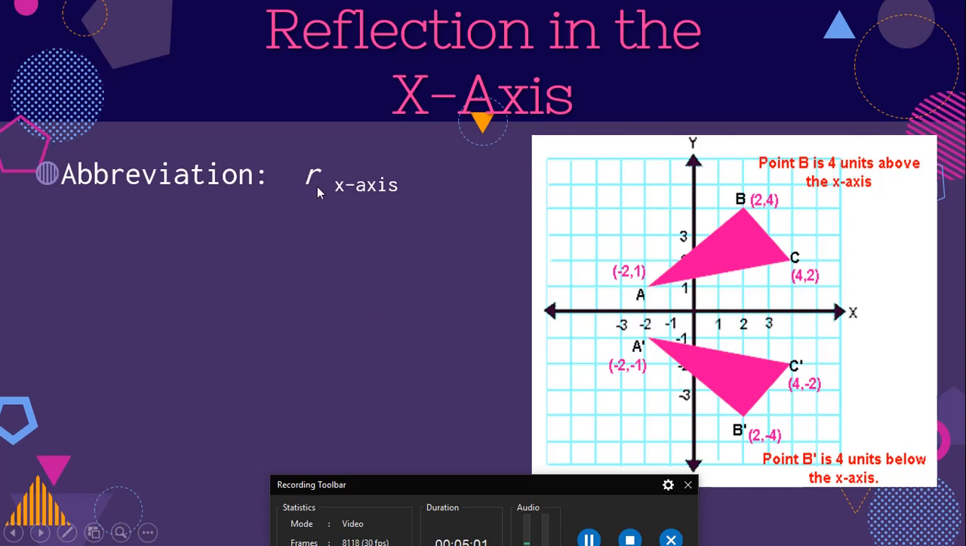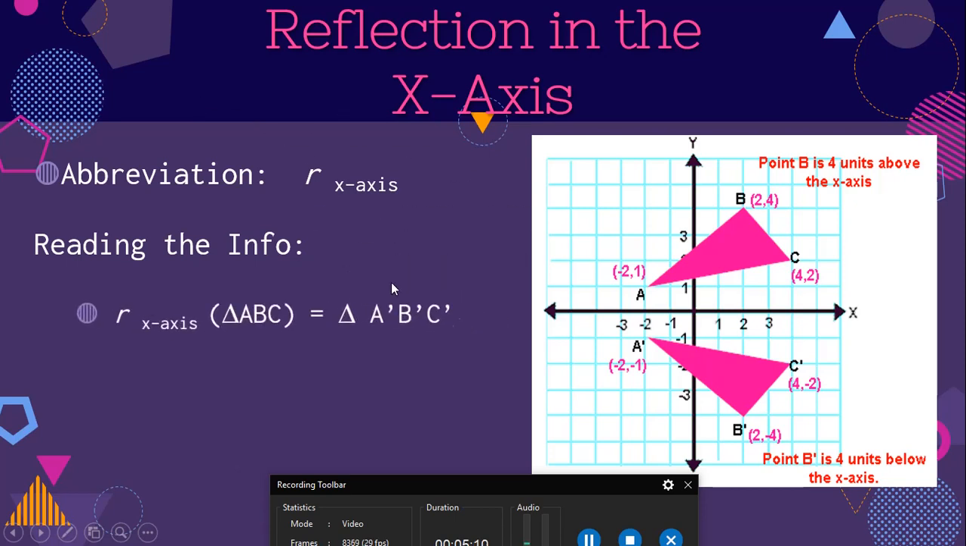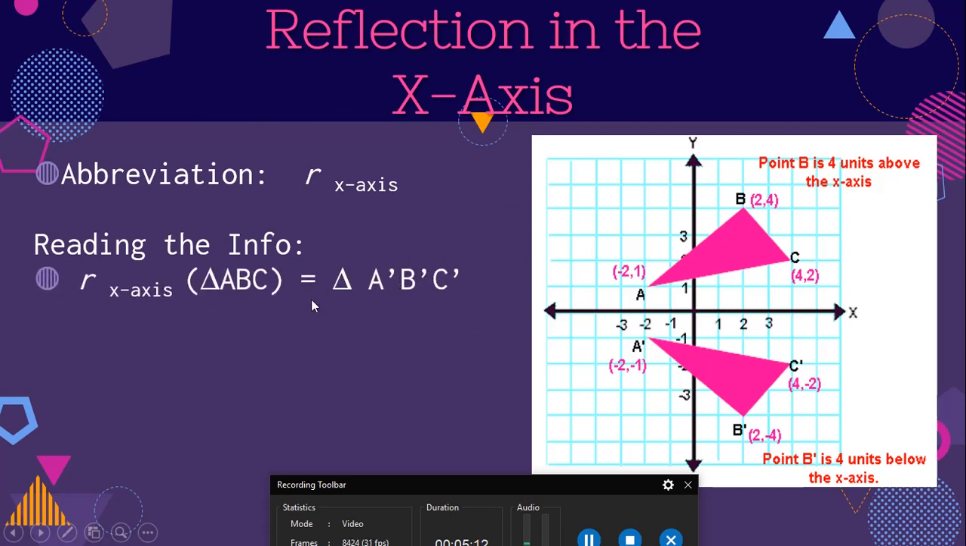We abbreviate using a lowercase r for reflection, and then in subscript, you're going to write x-axis. So this will tell me what to do. If you're reading the information, a lot of times they will abbreviate what they want you to do. So they want you to reflect triangle ABC in the x-axis so that you produce triangle A prime, B prime, C prime. So hopefully you noticed what was happening between A and A prime and C prime. B and B prime are actually following the same rule.